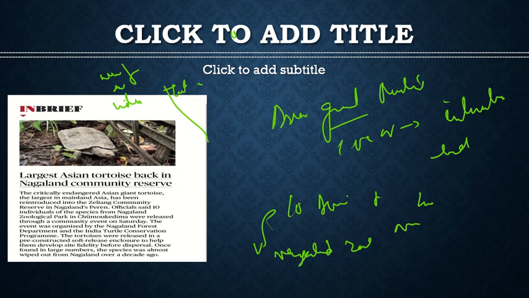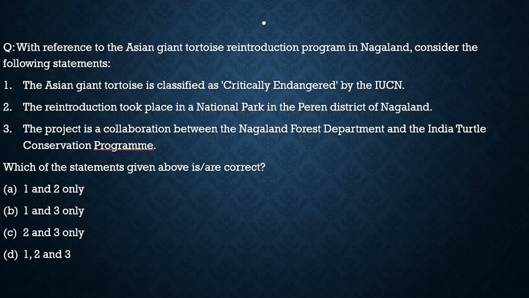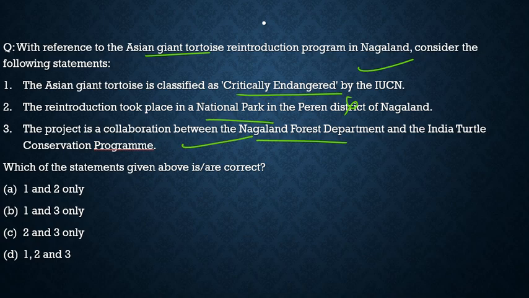So with this, let us see what kind of question can be asked in the exam. Here the question says, with reference to the Asian giant tortoise reintroduction program in Nagaland, consider the following statements. The Asian giant tortoise is classified as critically endangered by the IUCN. Correct. The reintroduction took place in a National Park in the Peren district of Nagaland. No, it did not take place in a National Park, but they were reintroduced in the Nagaland Community Reserve in the wild. Then the third statement, the project is a collaboration between the Nagaland Forest Department and the India Turtle Conservation Program. That is also true. So the correct statements are statement 1 and statement 3 only, and from the code given below, the correct code would be option B.